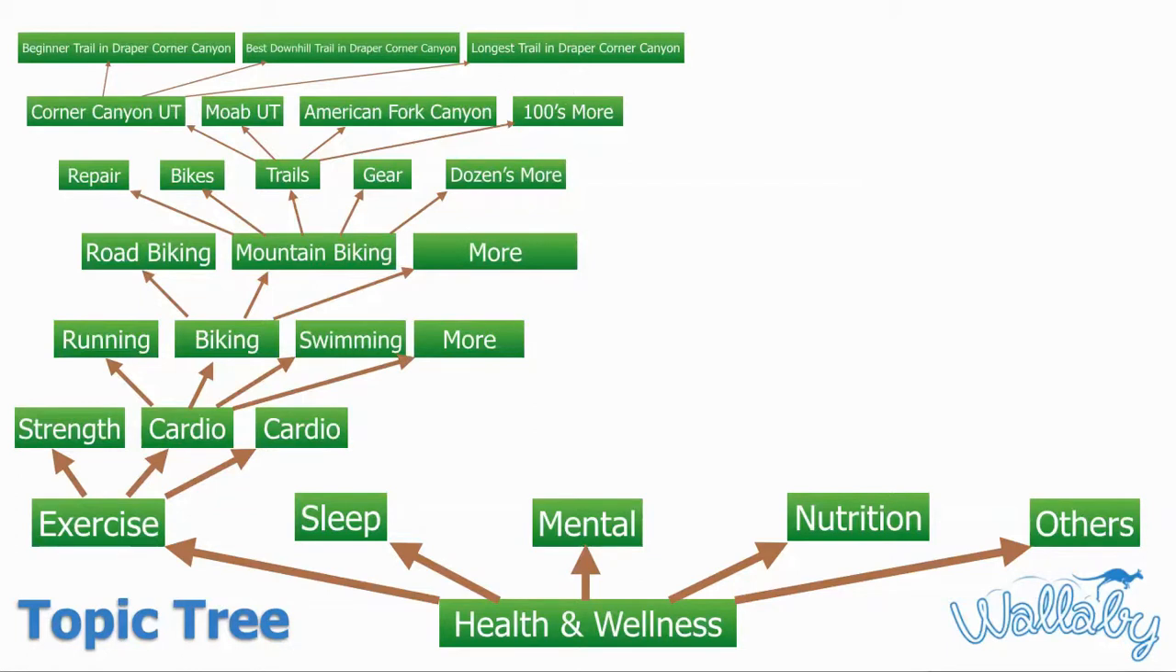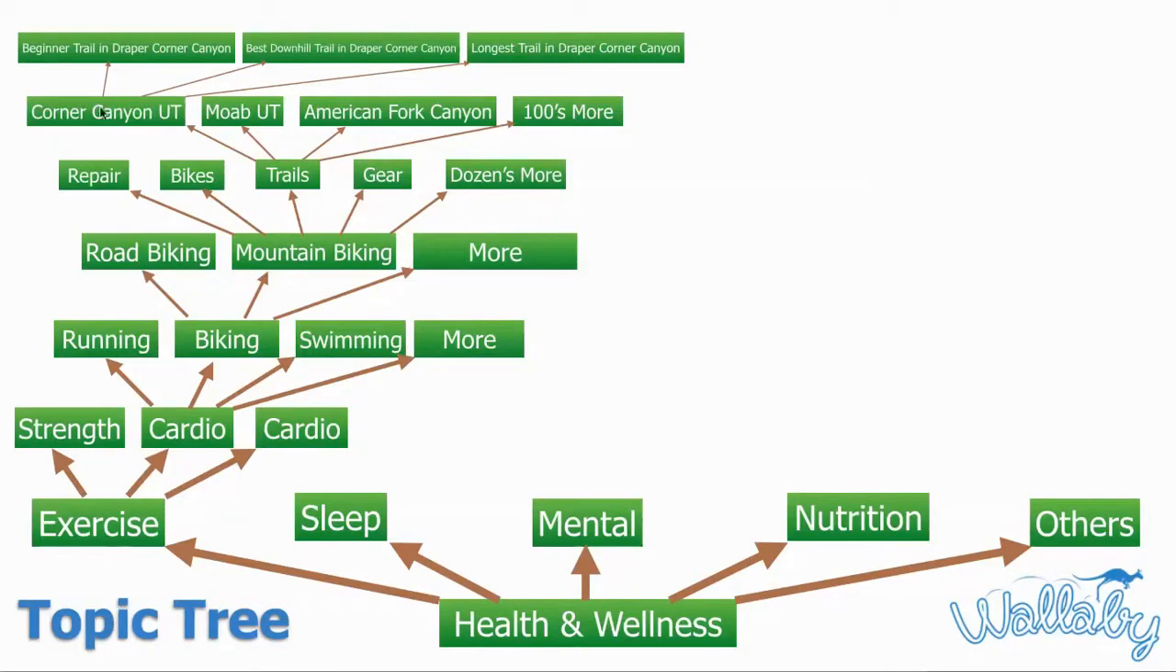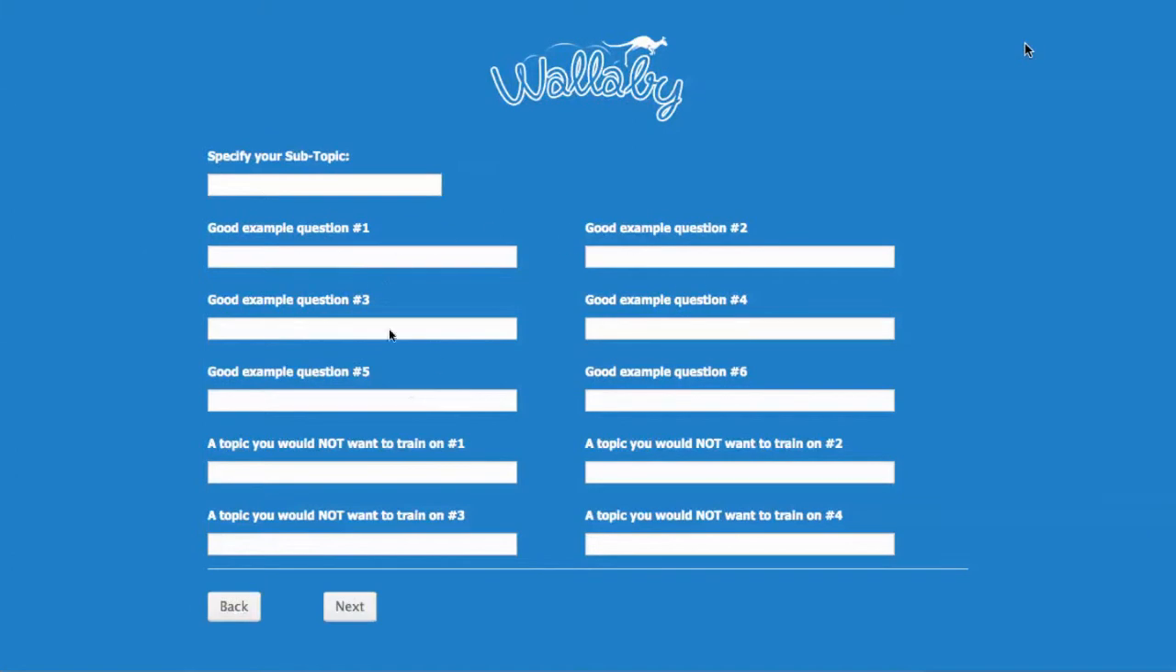Okay, so let me just come back to the form here. We're going to have you specify the subtopic. This means we're going to have you specify the stem. So in this example, you would specify Corner Canyon, Utah trails, and then in these first 6 fields right here, you'd give us 6 good examples of the leaves, but you don't need to really worry about the wording and how it's worded there. Just give us some good examples just so we know we're going in the right direction, and some examples that you would not want to train on.